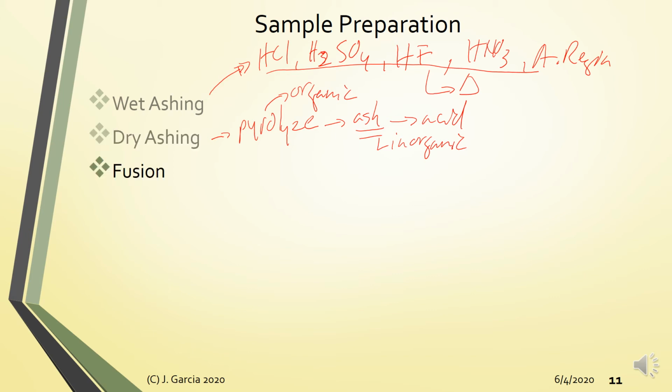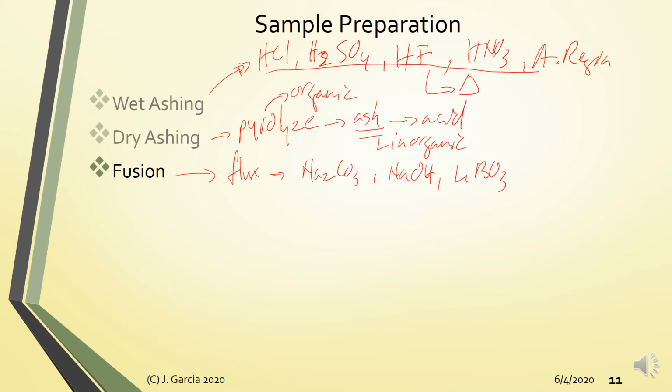Next, you have fusion. Fusion is being promoted now as one of the cleanest sample prep procedures. Here, you mix your sample, usually a solid sample, with what you call a flux inside a platinum crucible. The flux is actually a salt. Some examples: you have sodium carbonate, sodium hydroxide, and also the borates, such as lithium borate, sodium metaborate, etc.